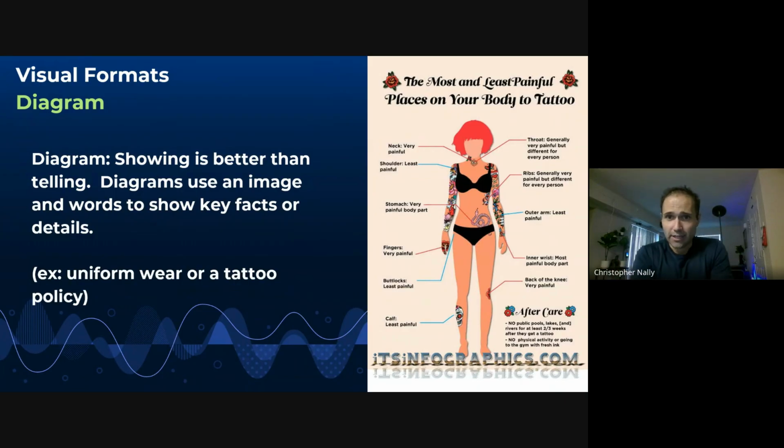Here in the example, we just have the most and least painful places on your body to tattoo. Pretty simple, but it's effective. And we're actually using colors here to represent things that are painful, pointing to where it would be. And then it will also show the least painful with those cooler colors there. So it's just a diagram, very, very useful and powerful when applied to the right application.